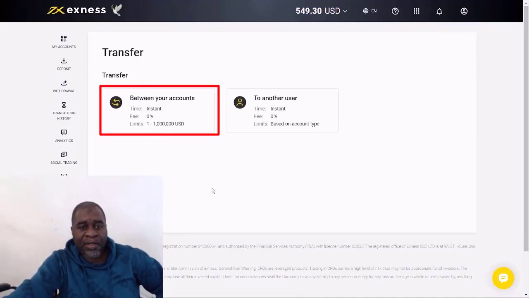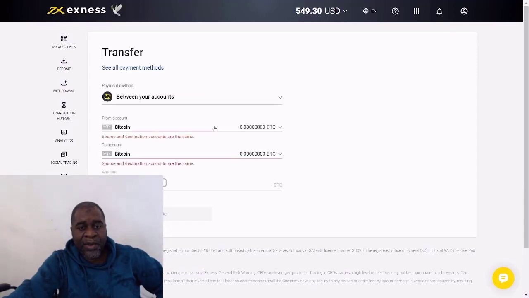So I'm going to click on transfer between your accounts. I'm going to move it from the fiat wallet on top. Let me change this to the fiat. Okay, I've put that one. Then now I'm moving to the Bitcoin.